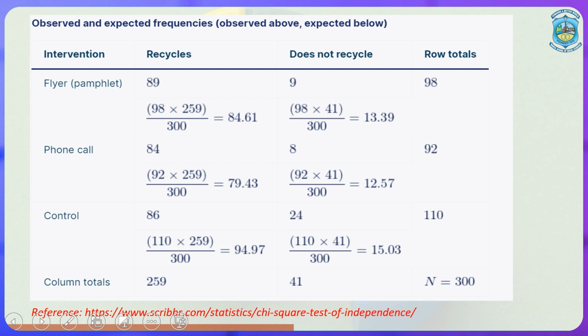So, with the help of the formula to calculate the expected frequencies, this is how your contingency table would look like. With the help of the interventions, that is the flyer, phone call and the control groups, no intervention basically, 89 was your observed frequency, and the formula to calculate the expected frequency is the row total into column total divided by the total number of observations. So, here we get the answer as 84.61. So, this becomes your observed and this is your expected. Similarly, you will calculate all the expected frequencies for all the other categories given. So, this is observed and this becomes your expected in the similar manner.